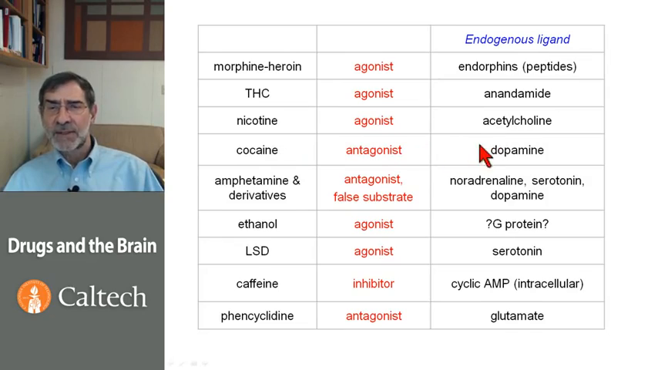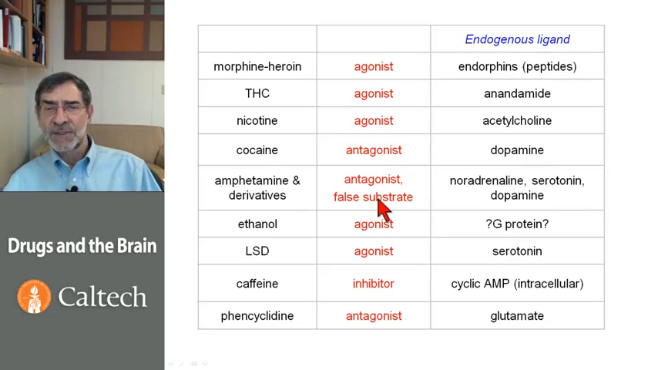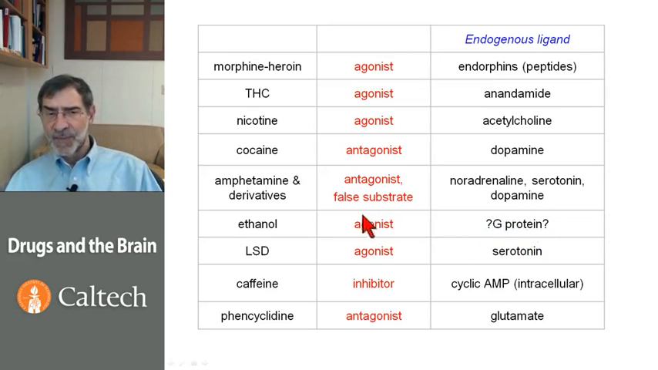Cocaine is an antagonist, acting in the dopamine pathway on molecules that bind and transport dopamine. Amphetamine and derivatives are both antagonists and false substrates, and they can act like noradrenaline or serotonin or dopamine. Ethanol is tough to categorize, but one way of describing it is that it's an agonist acting as though it were a G protein on certain channels. LSD is an agonist, and it's replacing the action of serotonin. Caffeine is an inhibitor, and it acts on the pathway involving cyclic AMP, again intracellular. Phencyclidine is an antagonist, and it acts on a pathway involving glutamate.